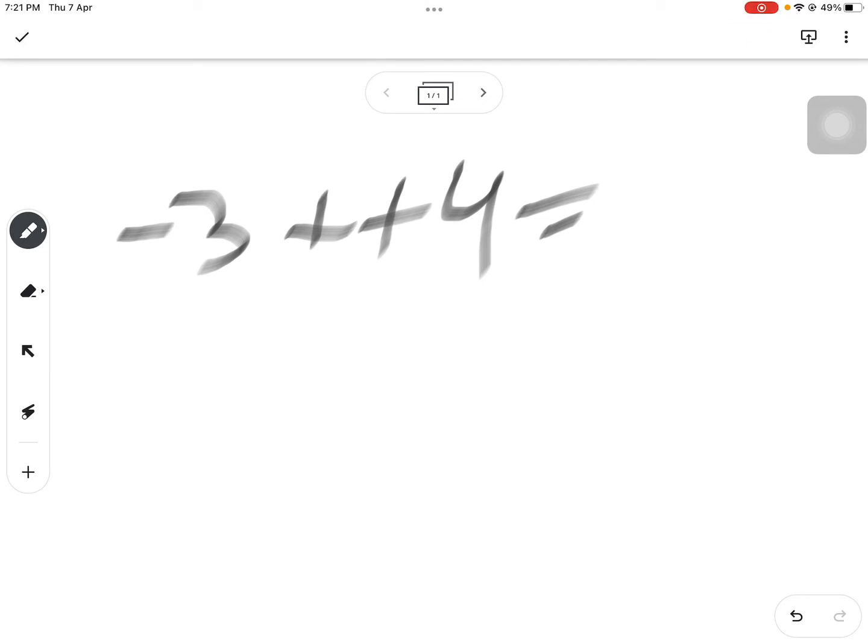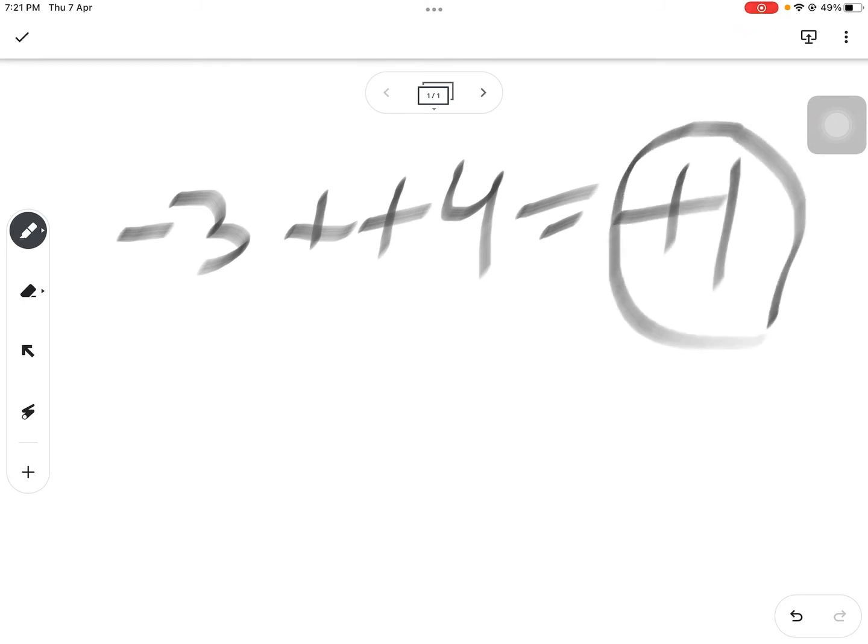answer. It's +1. It's very simple because -3, when we add it by 3, we'll get the answer 0. But when we add one more, which we have to add by +4, we will get the answer as +1. Very simple.